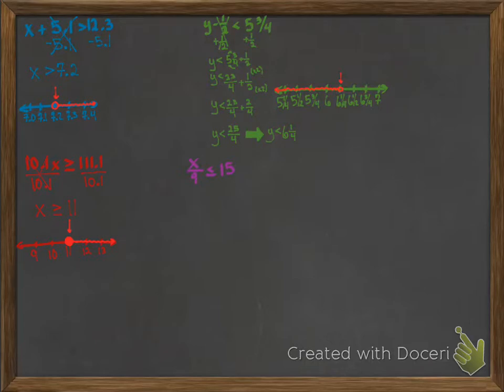x divided by 9 is less than or equal to 15. Going to multiply both sides by 9. The 9's cancel.